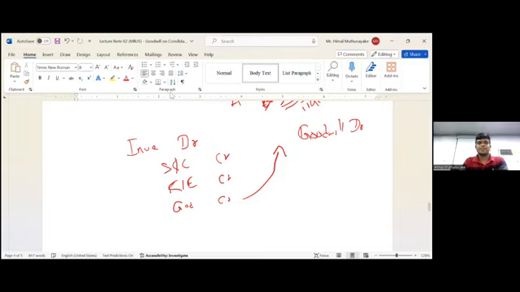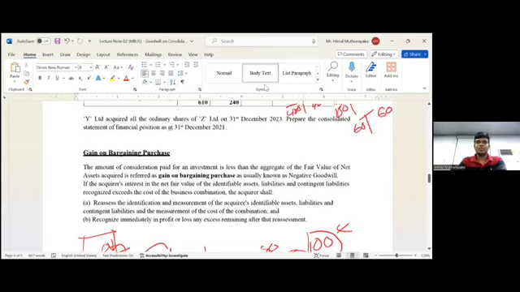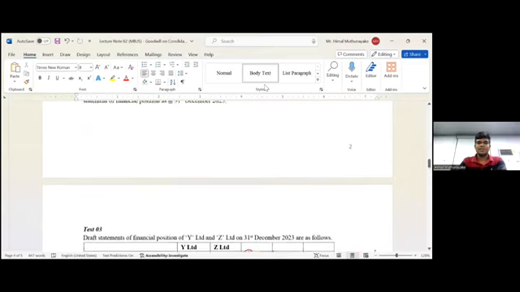Right. So these are the double entries in the cost of control account: cost of control credit and goodwill debit. This is how you need to recognize the goodwill. I hope you all got some sort of idea.